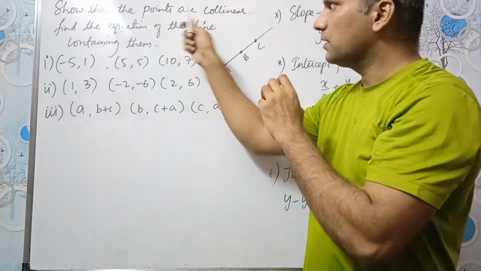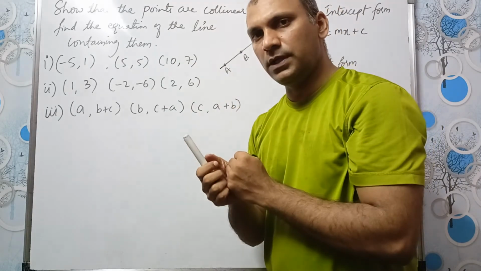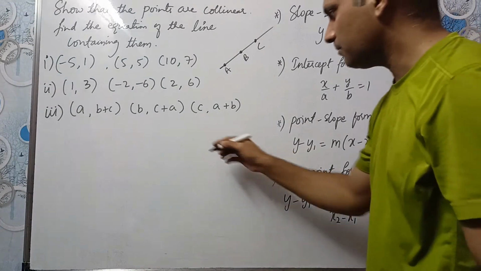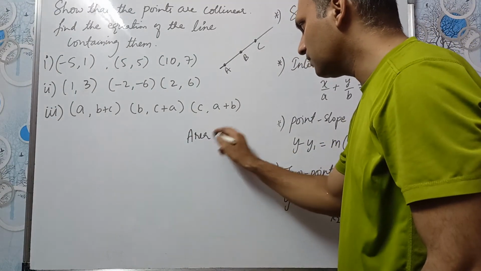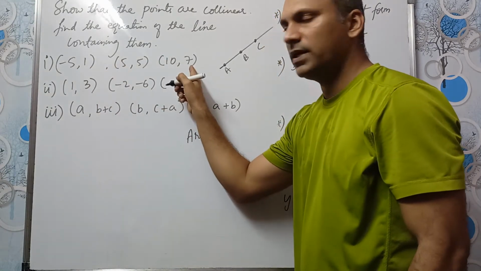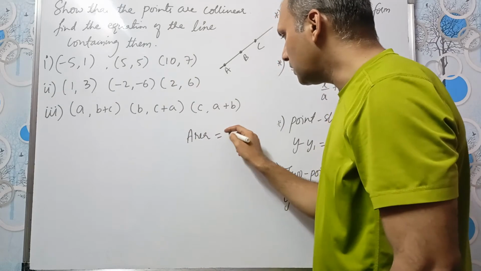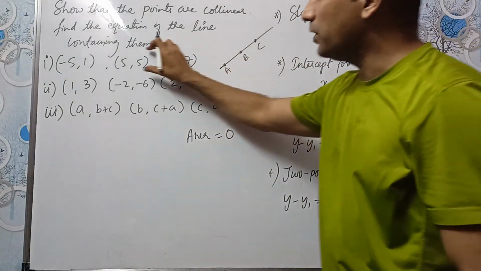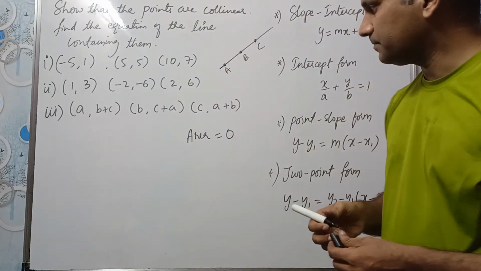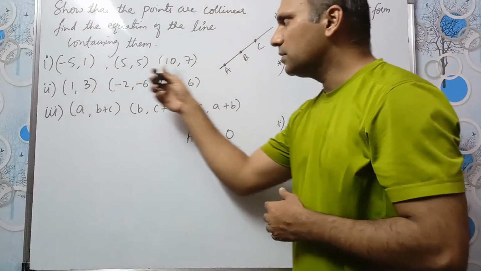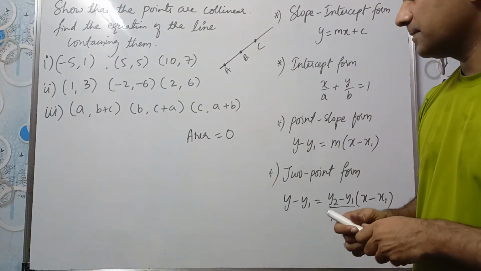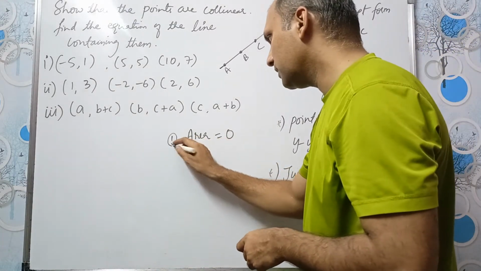We can show that 3 points are collinear in 4 different ways. What are those 4 different ways? Let us discuss. We can first find the area of the triangle using x1, y1, x2, y2, x3, y3. And if the area is equal to 0, we can prove that these 3 points are collinear. This concept we have studied in the coordinate geometry of 10th standard. If the area is 0, the points are collinear. Alright, this is one way of proving that the points are collinear.